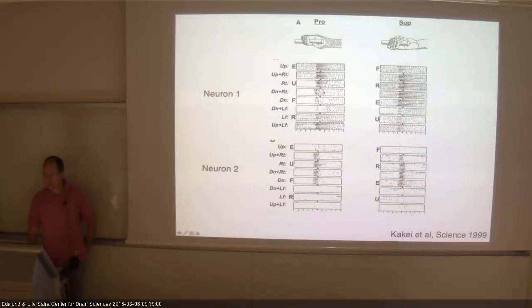And here you can see 2 examples. These are the rasters of the 8 different directions of movement in pronation and supination. Let's look first at this cell because it's very simple. This is in world coordinates, so this is up and right, and so on, and you can see the neural activity in each of these conditions. You can see that for this cell, it didn't matter if it's in pronation or supination. The response is very, very similar. So this means this cell is encoding the direction in world coordinates.